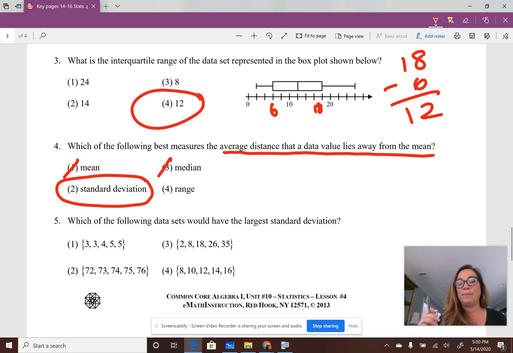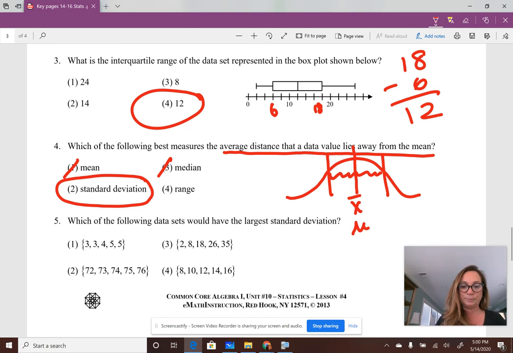Okay? And remember, basically we have this, it's called the normal curve. And here is where your X bar or your mu is, your mean. And then if you are one standard deviation below or one standard deviation above, that's considered normal. That's where around 68% of the data lies.